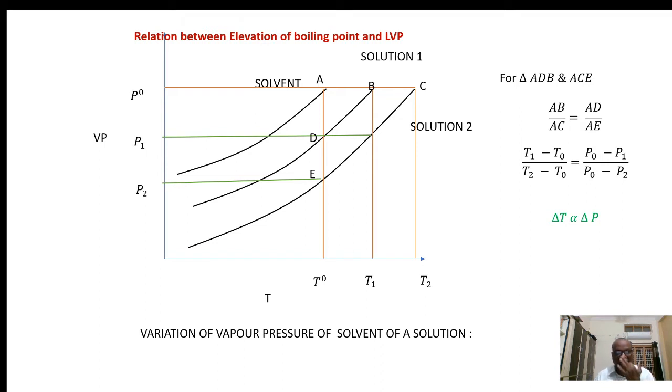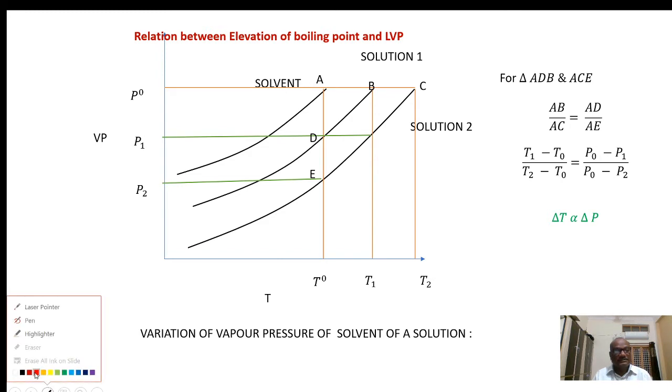So now we see the relationship between the elevation of boiling point and the lowering of vapor pressure. This graph is drawn between vapor pressure and temperature. In this we have taken three different systems. One is a solvent; this line indicates the curve of the solvent. You see, as the temperature increases, the vapor pressure of the solvent gradually increases exponentially, and finally it becomes equal to the external pressure. This is the external pressure, 1 bar or let's say 1 atmosphere. So the boiling point of the solvent is T naught.